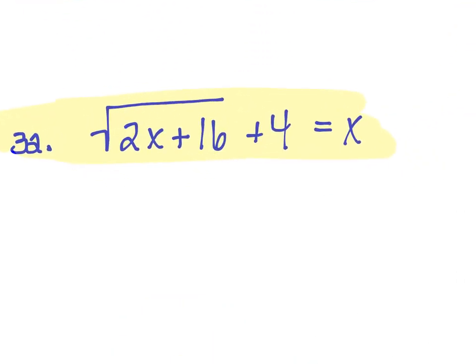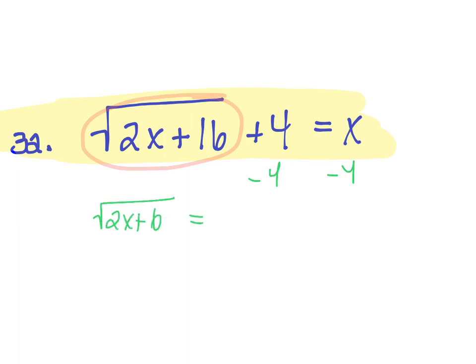What I told you at the beginning is circle your square root. You need to get that by itself. You just can't square root both sides. You have to get that by itself first. Is the square root of 2x plus 16 alone on one side? No. What does it have next to it? The plus 4. So what do I have to do? Subtract 4. So watch, when I do this, I have the square root of 2x plus 16 equals x minus 4. Now is my square root by itself.